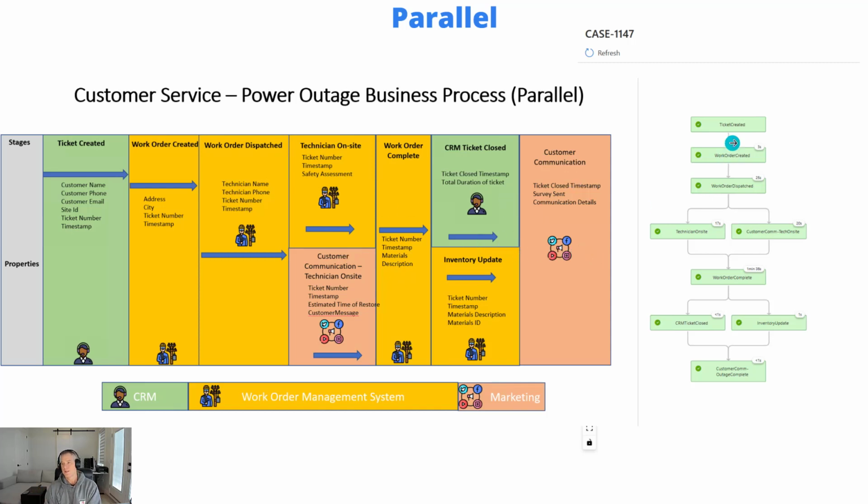And so this is the result of this particular business process when it actually runs. You can see we run through the first few steps sequentially, then we fan out, and those happen concurrently. Then we've got the work order being complete. Then we fan out once again, we'll close the CRM ticket, we'll update inventory, and then we'll communicate with the customer.